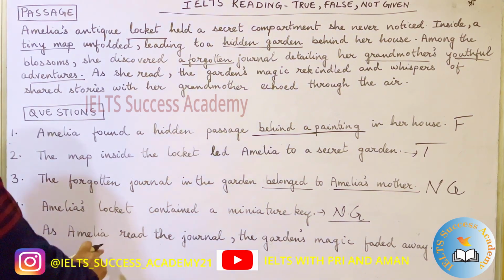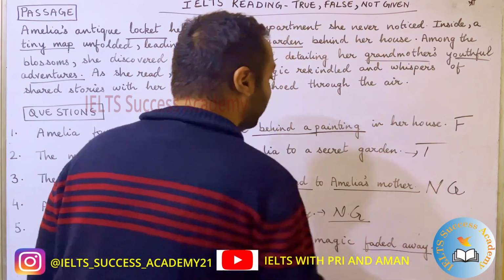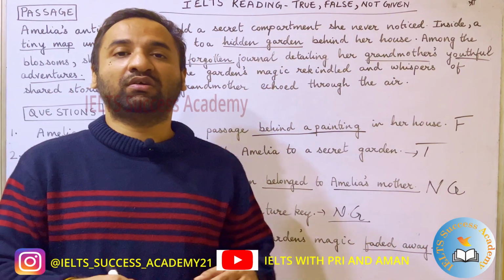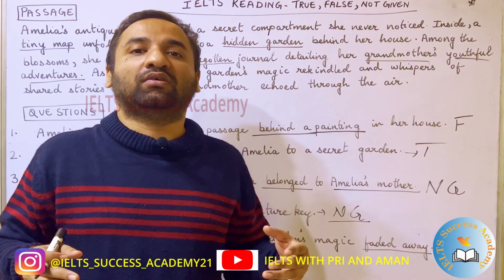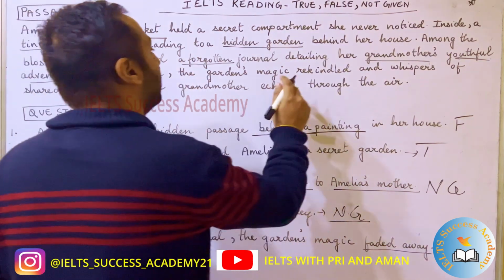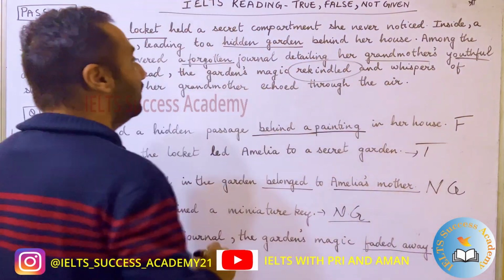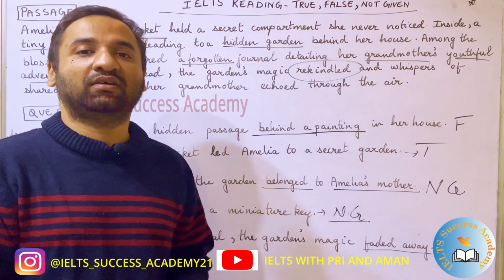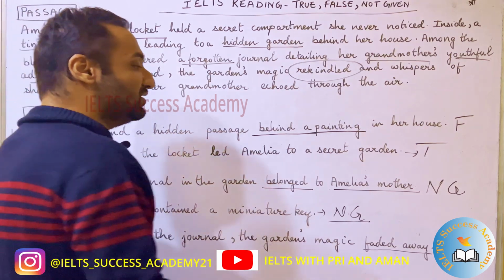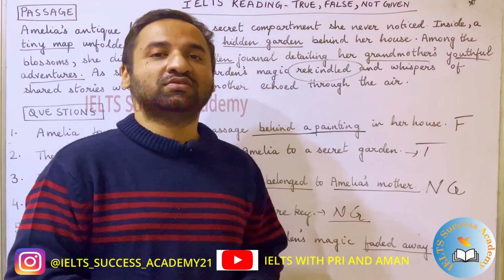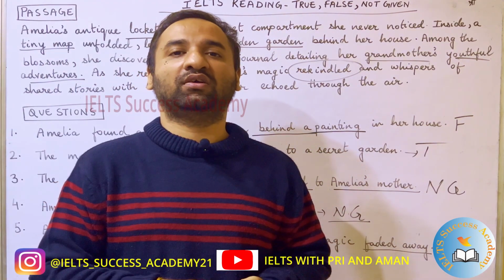And the fifth question is: as Amelia read the journal, the magic faded away. Faded away means the magic did not happen at all. But here it is saying rekindled, which means it started back again. So this is false. So this is how you do True, False and Not Given.